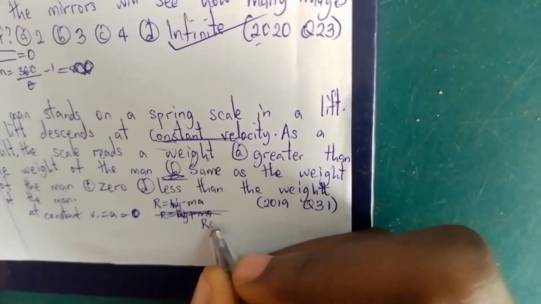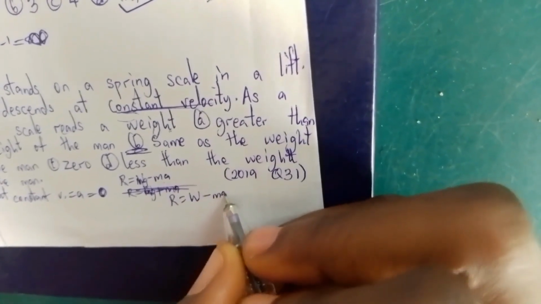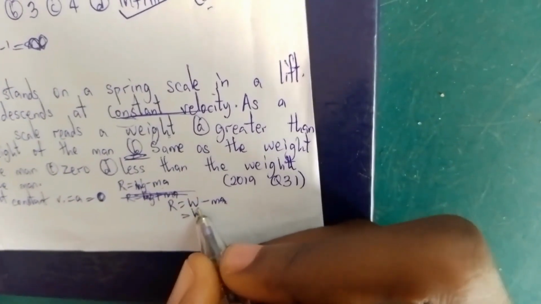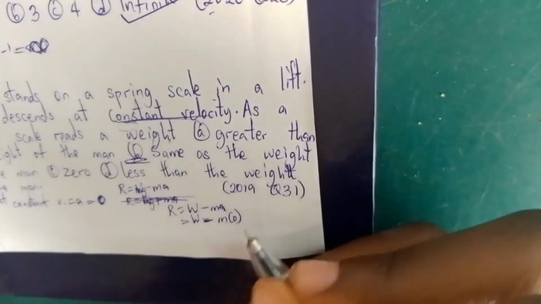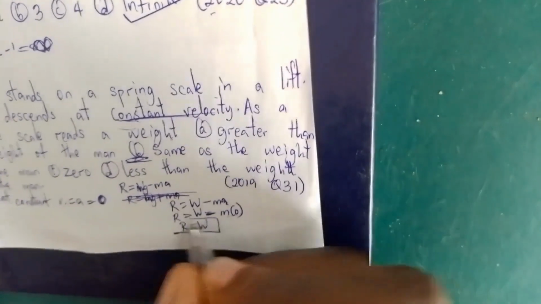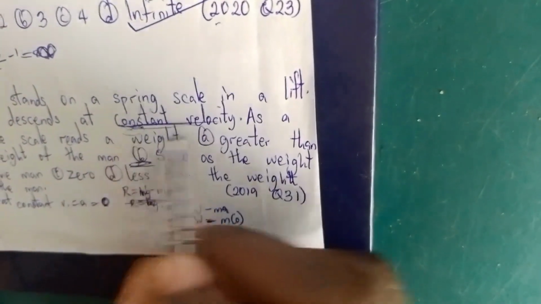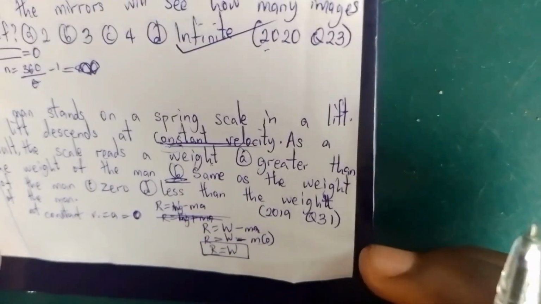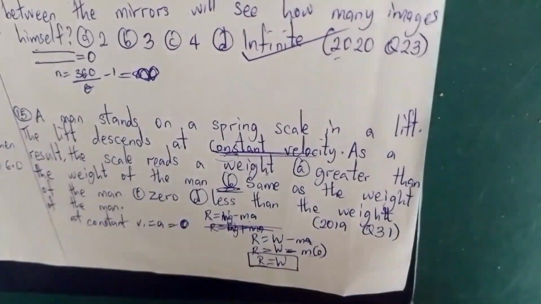Now, R equals weight minus force, which is MA. But they said the acceleration is 0, right? Now, if the acceleration is 0, our weight equals m minus m into brackets 0. M times 0 is what? 0. Then R equals weight. As simple as that. The main reason for this is because they've already given us that at constant velocity, there's no acceleration. So if you see this in the exam, don't take your time to solve anything. Just go straight to your answer and pick and move on with any other necessary things.